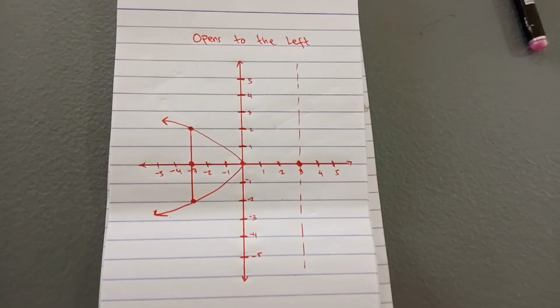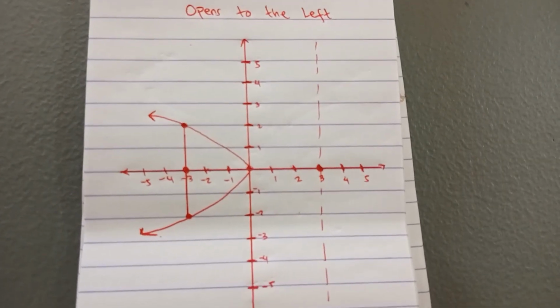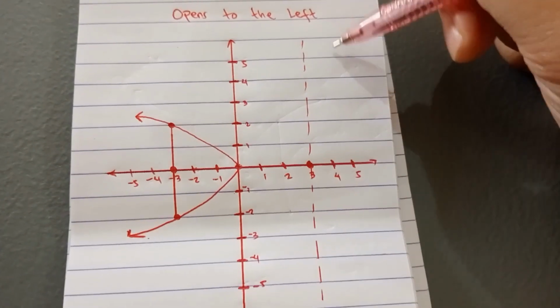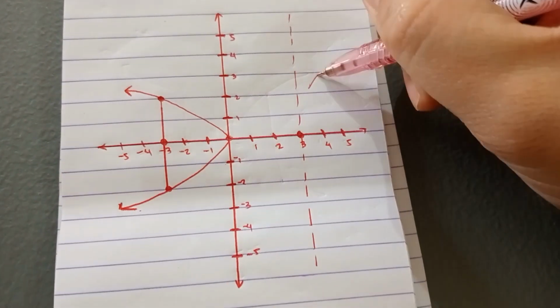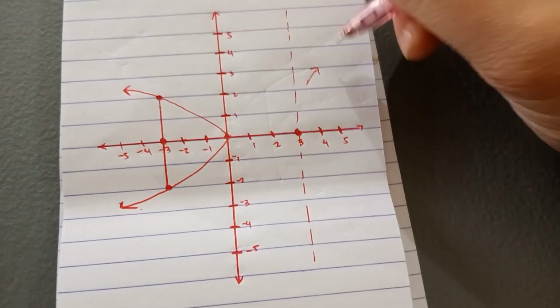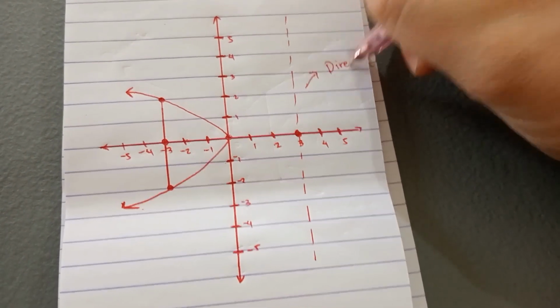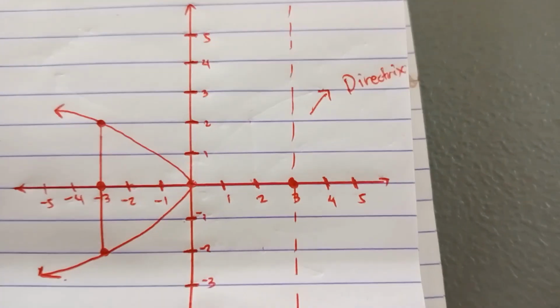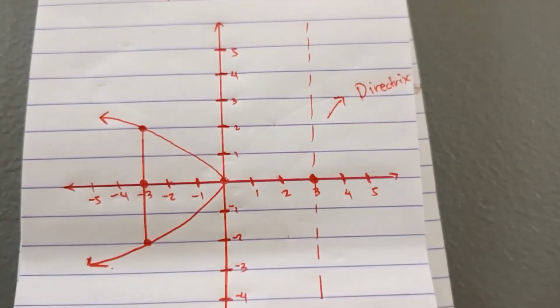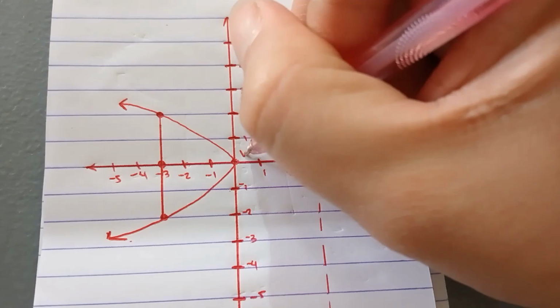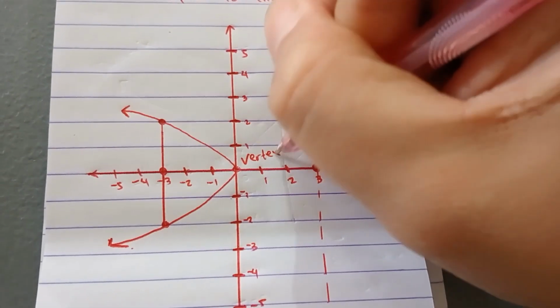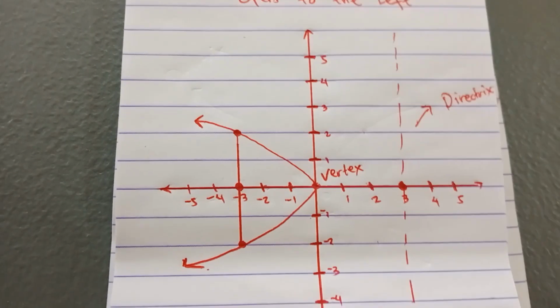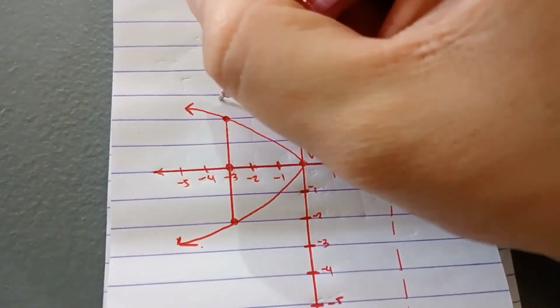Good day everyone. For today's lesson, we'll talk about parabola opens to the left. And this is the directrix, the vertical line. We have the fixed line known as directrix. Then we have the vertex at the origin, the center of the rectangular coordinate system or Cartesian plane.